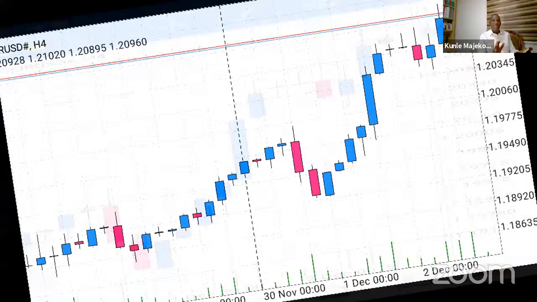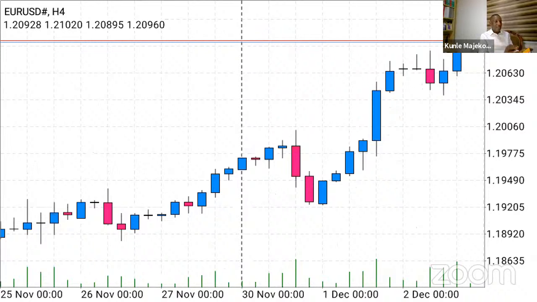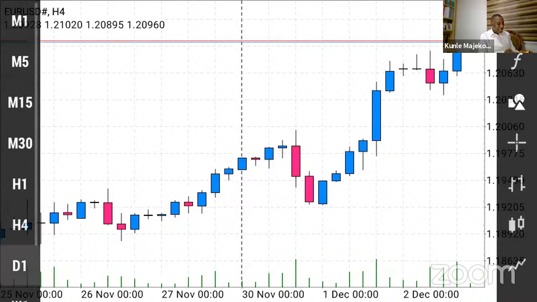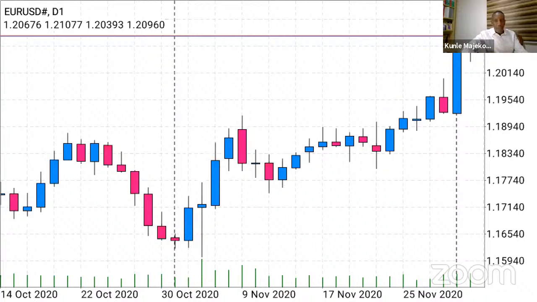And you are looking at the chart of Euro USD. You are doing 4 hour candles. Let me just move to daily candle first. This is the process. When you are deciding a trade, you start from the higher time frame and you work yourself backwards.